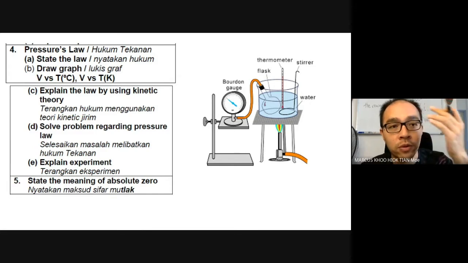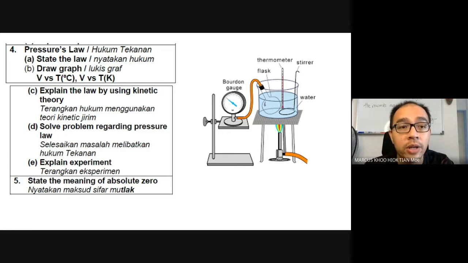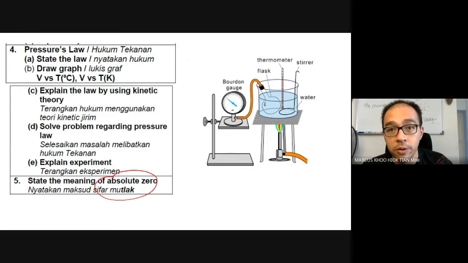Okay, so we have to know what is the law, we have to draw the graph, which we already did, and then we have to explain the law by using kinetic theory, and we have to solve problems, and we have to talk about the meaning of absolute zero. Okay, let's talk about this in a little while.